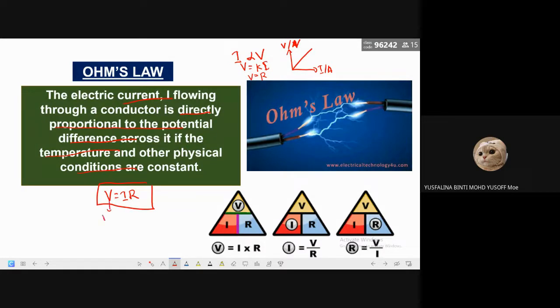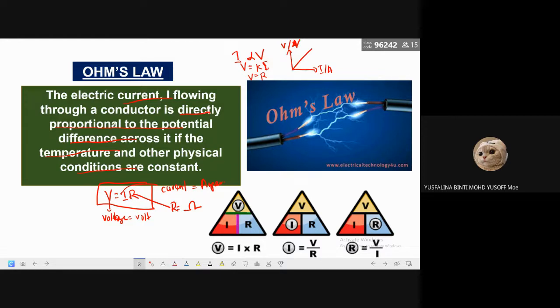V is the voltage, and the unit is volt, or sometimes they call it the potential difference. I is the current, and the unit must be ampere. And R here is the resistance, and the unit is ohm. That's the symbol. So V equals IR.